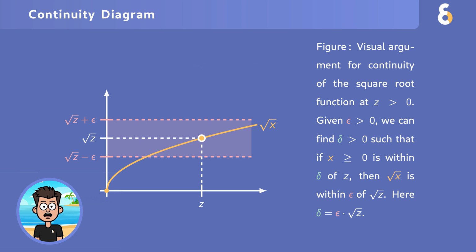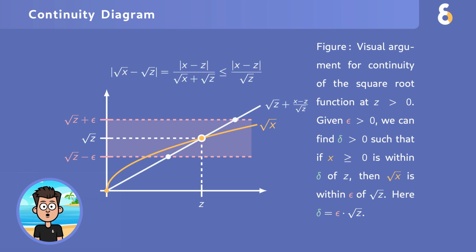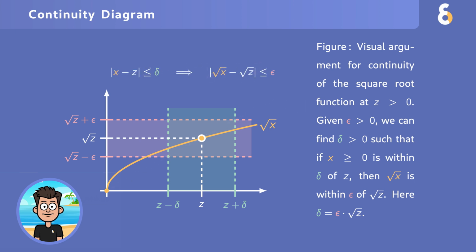Now, since the square root of x is non-negative, we can bound the difference between the square root of x and the square root of z as shown here. This corresponds to the white line shown of the square root of z plus x minus z over square root of z. The white circles tell us x values that we can use to identify delta. Specifically, we can include vertical dashed lines and label the horizontal distance between these and z as delta.